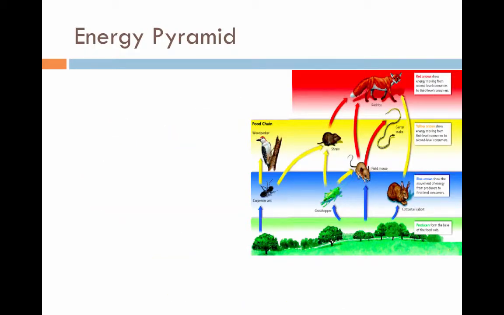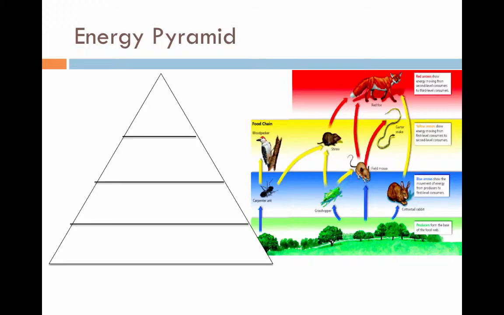Scientists like to show this amount of energy available to each level by putting the trophic levels in a pyramid. Because the producers have the most energy, it goes at the bottom of the pyramid where there's the biggest size. Then they put each subsequent trophic level on the pyramid. So remember, the producers in this example would be grass, and then if we follow one food chain up, the grass is eaten by the grasshopper, which is eaten by the mouse, and the fox eats the mouse. So this would be my energy pyramid. The grass would have the most energy, grasshopper would have the next, mouse the next, and fox the next.